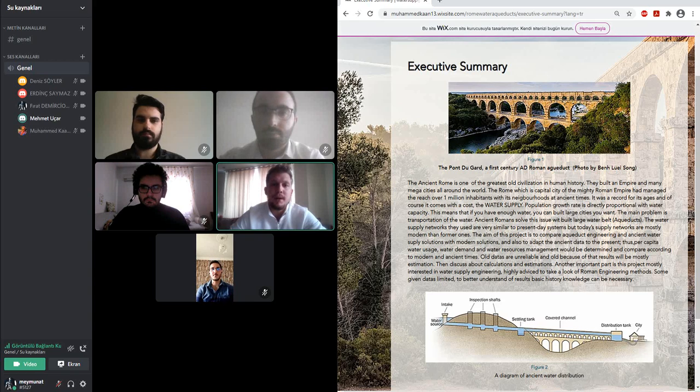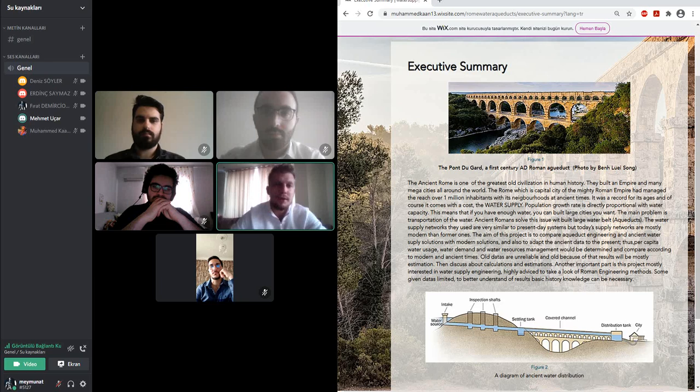Another important point is that this project is mostly interested in water supply engineering. It is highly advised to take a look at Roman engineering methods. Some given data are limited, so to better understand the results, basic history knowledge can be necessary.